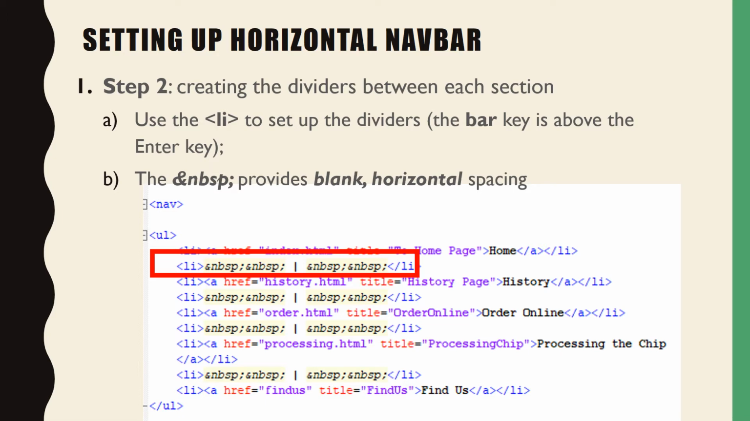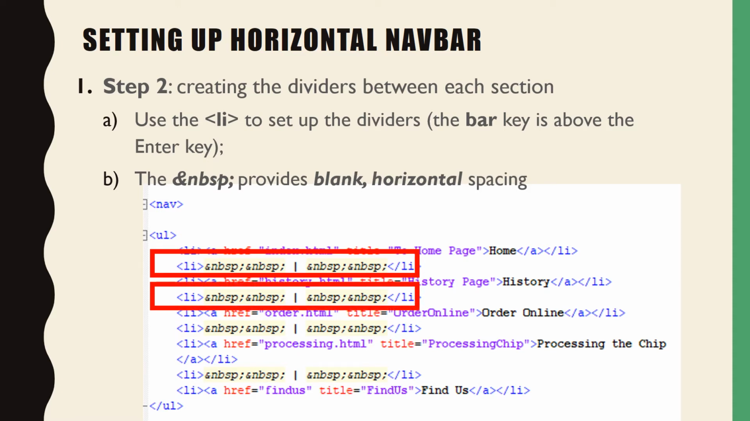The bar key that you use to divide them is above the Enter key. After the opening LI, you will add the non-break character ampersand NBSP semicolon. This adds blank horizontal spacing. So what we're doing is adding two spaces before the bar and two spaces after the bar, so that the names of our relative links will not be right on top of each other. You can use more than two of these non-break characters. It is up to you. It's based on preference.